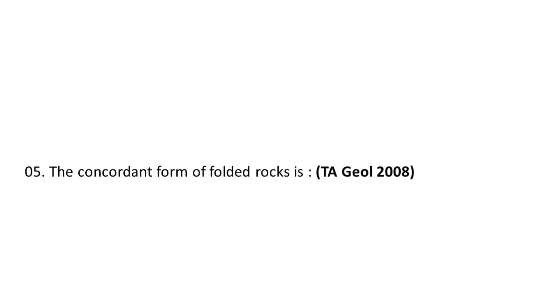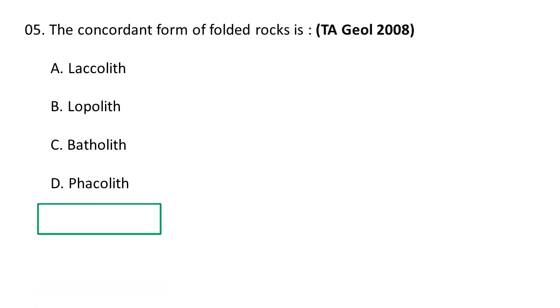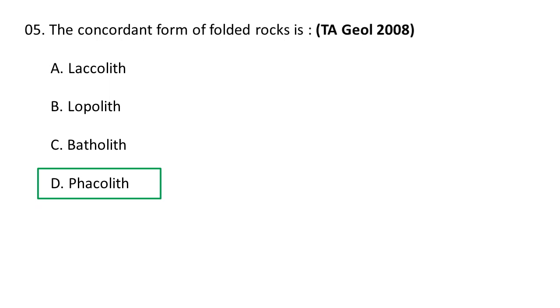Next question, the concordant form of folded rocks is A. laccolith, B. lopolith, C. batholith and D. phacolith. So the concordant form of folded rocks is known as a phacolith. Phacoliths are concordant bodies that occur along the crests and troughs of folded rocks. So D. phacolith is the correct option.